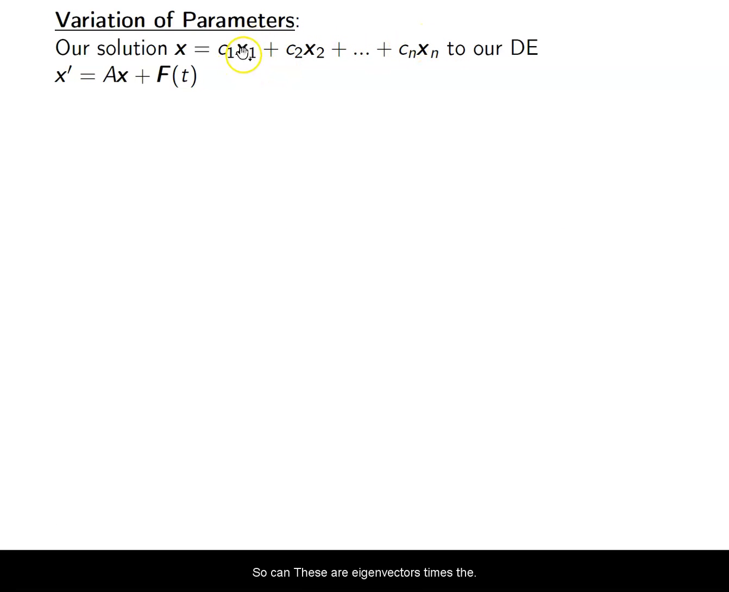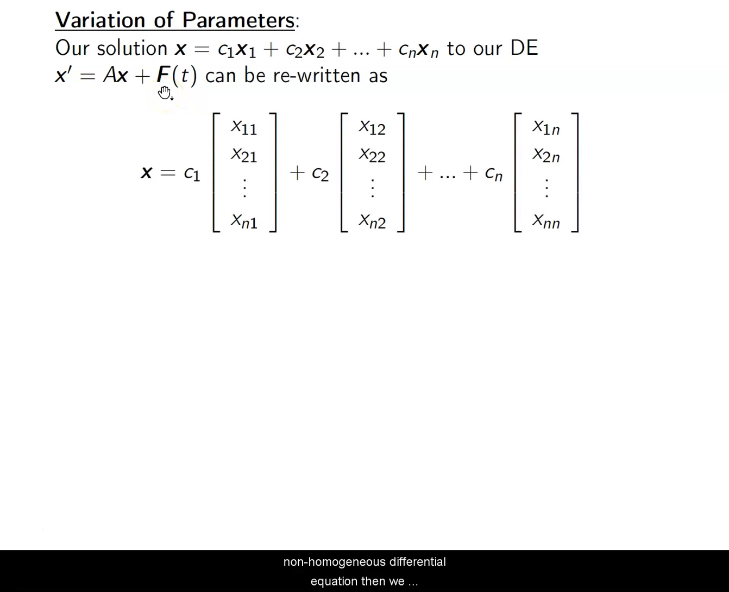Okay. All right. Our solution that we're looking for is a linear combination of, so again, these are eigenvectors times e to the eigenvalue t, or it could be combinations of sines and cosines if we have complex eigenvalues, right? So these are just those vectors that we're using in order to form our solution. So these are solution vectors, okay? If our solution is created of a linear combination of solution vectors to our non-homogeneous differential equation, then we can write it in this form, okay?